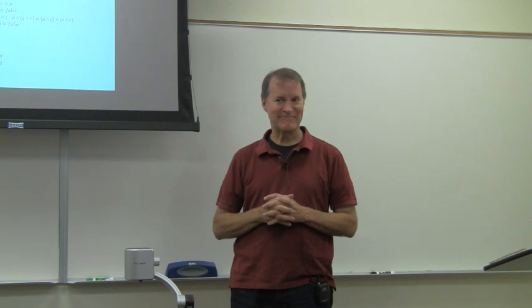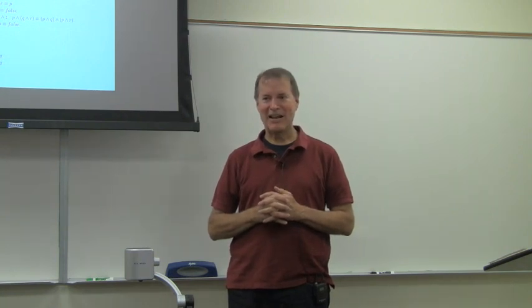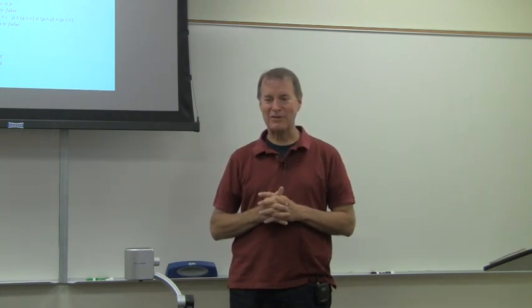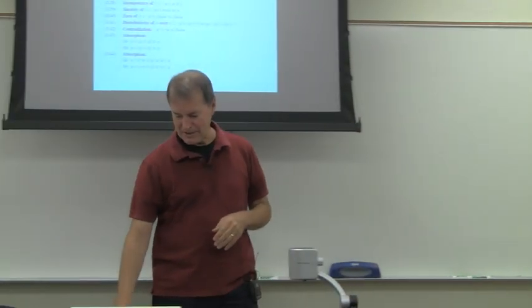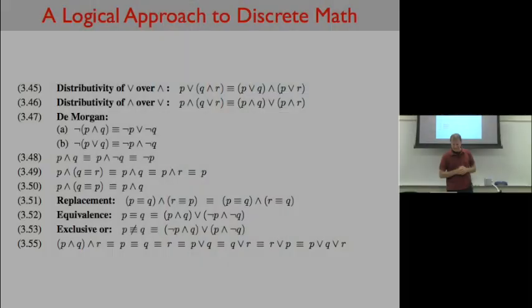So, any questions? Can we work out 3.47b? Okay, that was the very last one. Yep. That's De Morgan B.